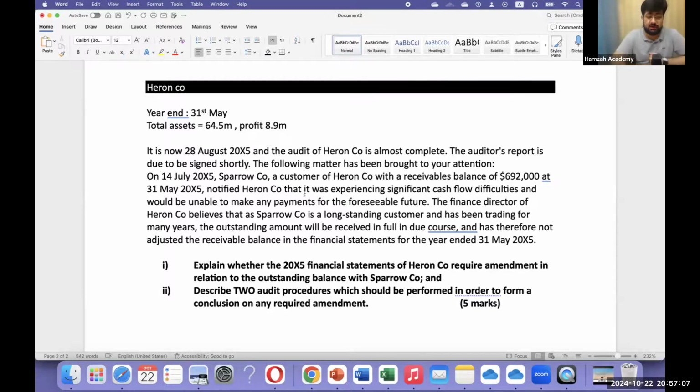It is 28th August now, and the audit of Heron Company is almost complete. The auditor's report is due to be signed shortly. The following matters have been brought to your attention. On 14th July, Sparrow Company, a customer of Heron Company with a receivable balance of 692,000 at 31st May, notified Heron that it was facing cash flow problems and unable to make any payment for the foreseeable future. The finance director believes that as a long-standing customer the outstanding amount will be received and therefore has not adjusted.